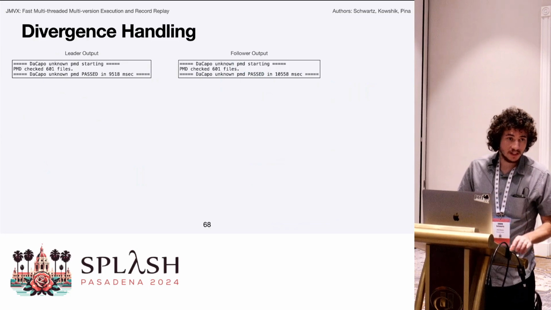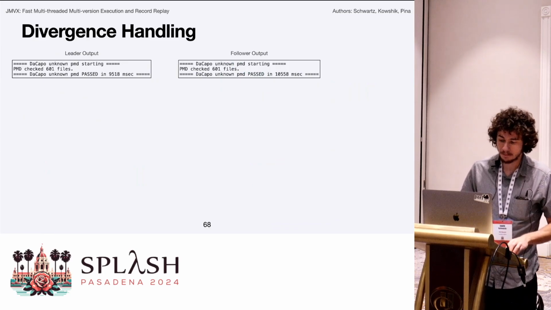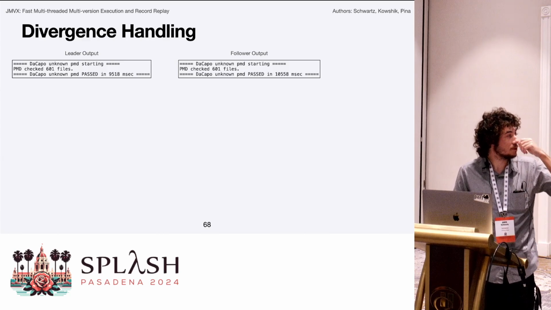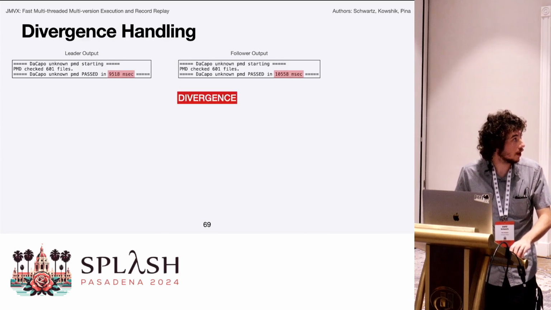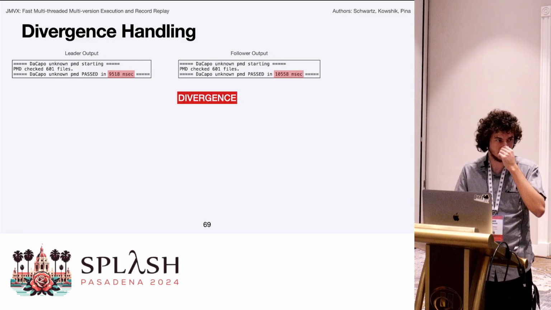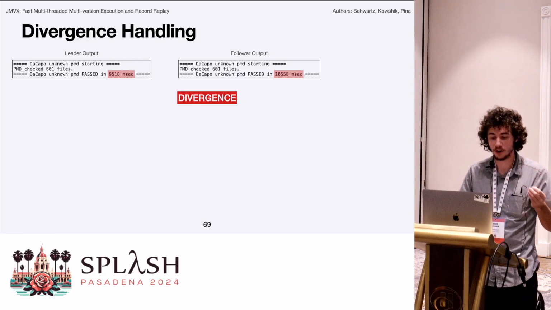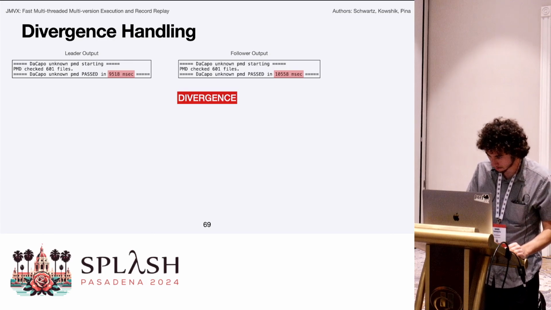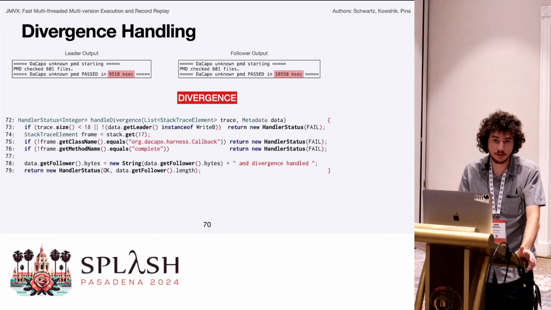Something that we also need to deal with are divergences and handling them. So we have a little bit of program output here from PMD, which may be too small to read. So I'm going to highlight the fact that the divergence happens when we print how long it took the benchmark to run. We handle this in Jmvx using a divergence handler.